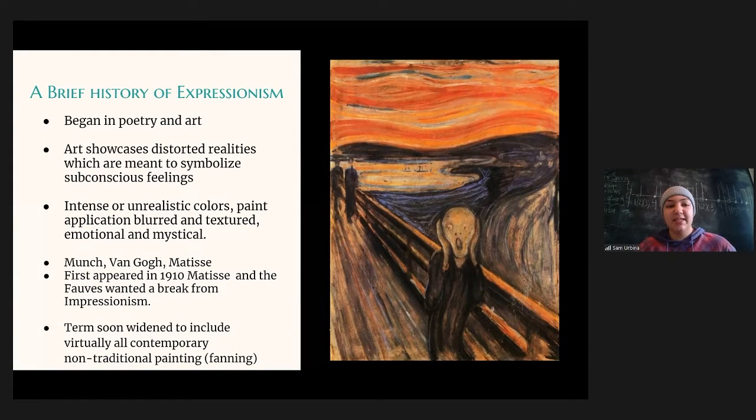It was a movement that began in poetry and art in the late 19th century. The art showcases distorted realities, which are meant to symbolize the subconscious feelings, especially with the rise of Freudianism at this time. The paint involves intense or unrealistic colors, blurred brush strokes and a lot of texture, and it was meant to portray emotions and be very mystical. Some notable artists are Munch, Van Gogh, and Matisse.